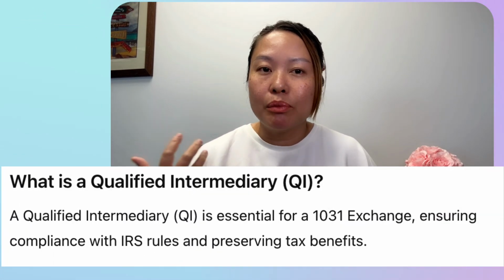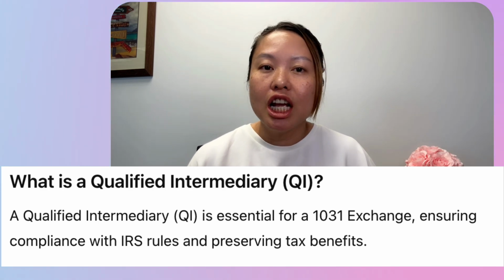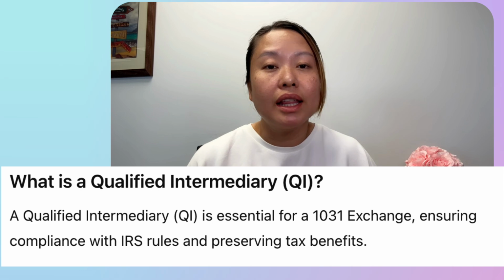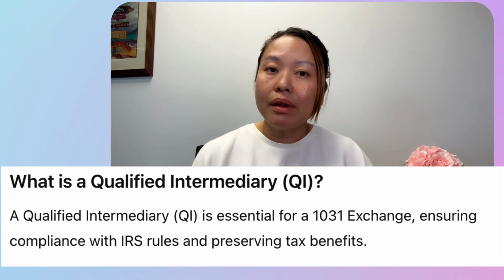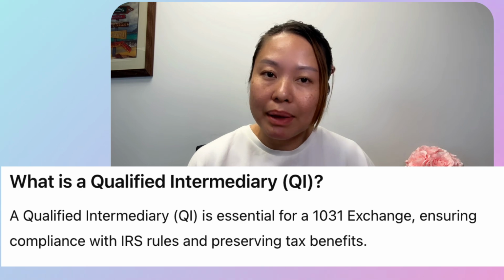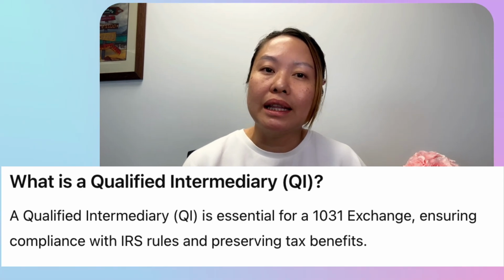So a qualified intermediary, also known as an exchange accommodator or facilitator, is a third-party entity that helps facilitate the 1031 exchange. Their primary role is to ensure that the exchange meets all IRS requirements, thereby preserving the tax deferral benefit. First thing that a QI does is facilitating the exchange process.